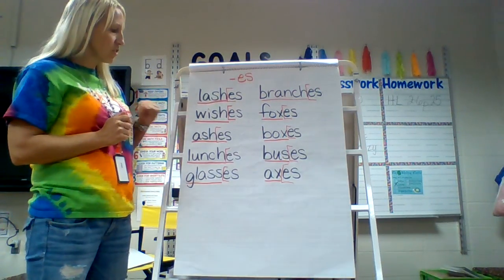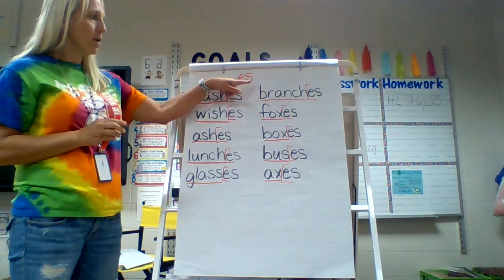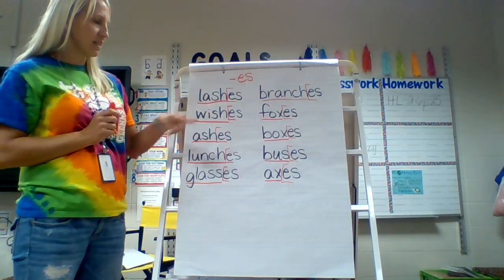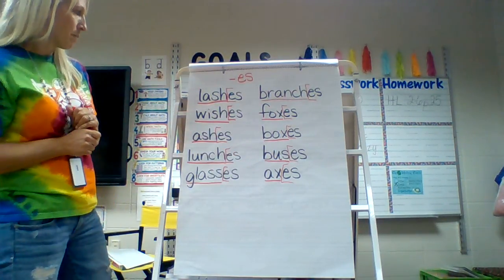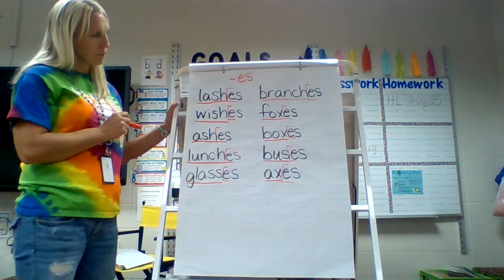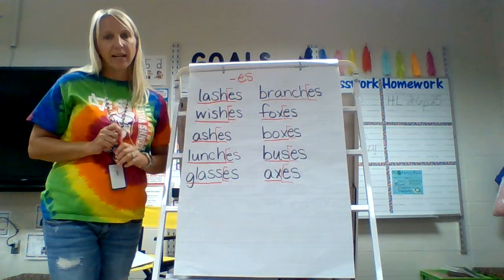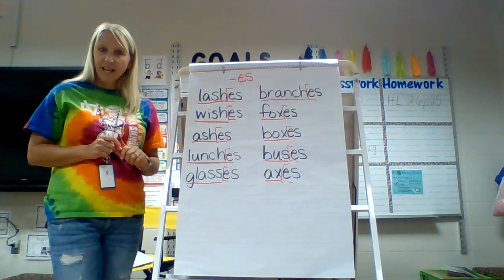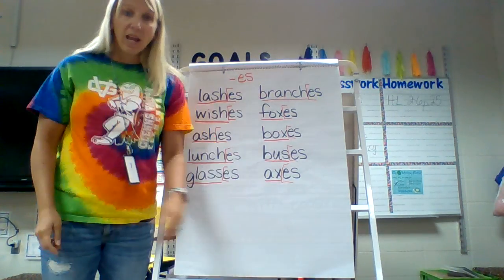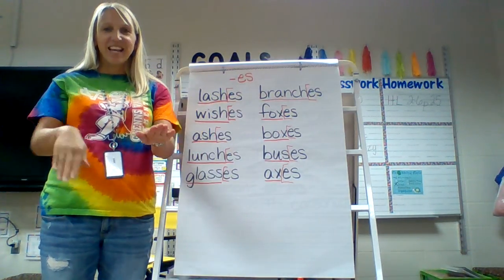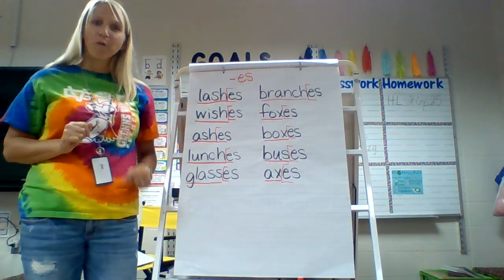Okay, so why don't we read those together? Lashes, wishes, ashes, lunches, glasses, branches, foxes, boxes, buses, axes. Okay, so that is our new learning today. So again, es says is, and it means more than one. And we add it when a word ends in ch, sh, s, x, or z. Add es and you'll please me.